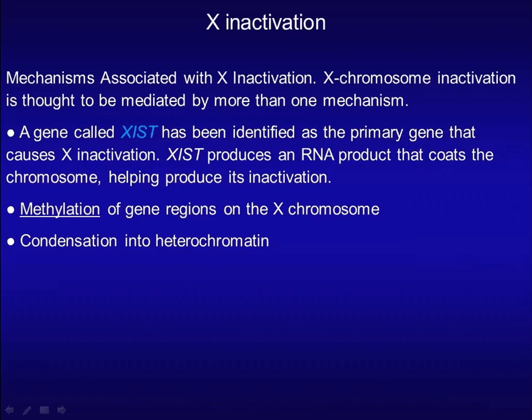Several mechanisms work together in X inactivation. The primary mechanism involves the XIST gene. The XIST gene encodes RNA that coats the chromosome, helping produce its inactivation. Methylation of gene regions on the X chromosome decreases gene expression. Condensation of heterochromatin further makes the chromosome inactive.